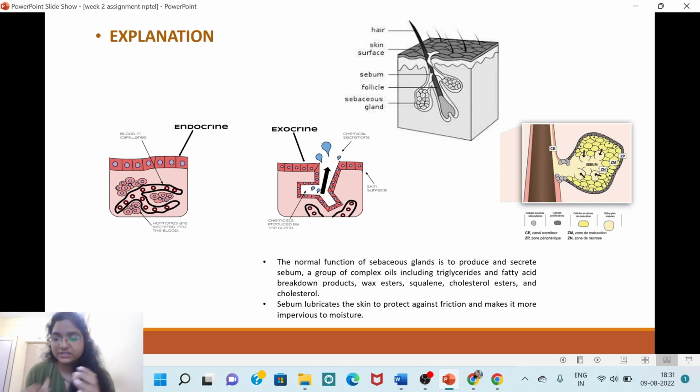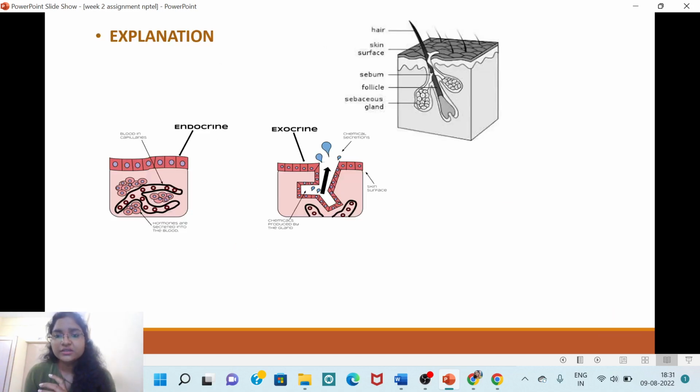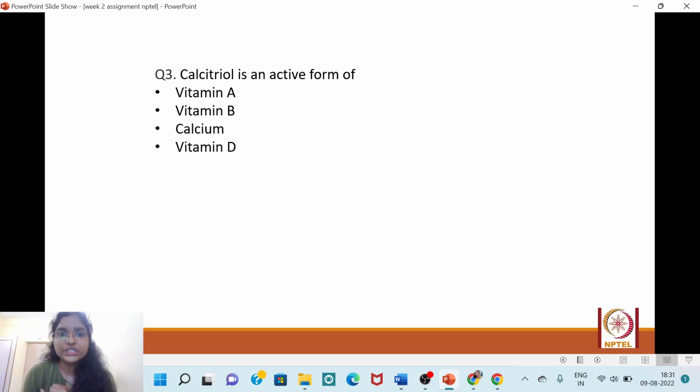So the correct answer is sebaceous gland is an exocrine gland. I have told you the difference between an exocrine gland and endocrine gland. Whoever were getting confused, that opens in a hair follicle to secrete sebum. Sebum is the group of complex oils present in them and they secrete this oil, right? We'll move on to the next question.